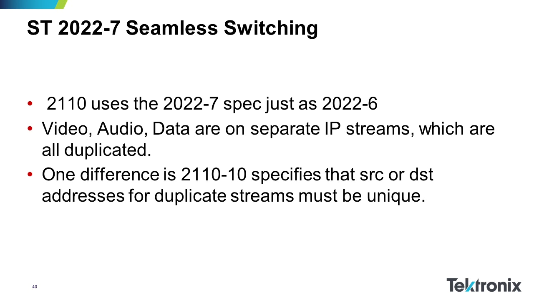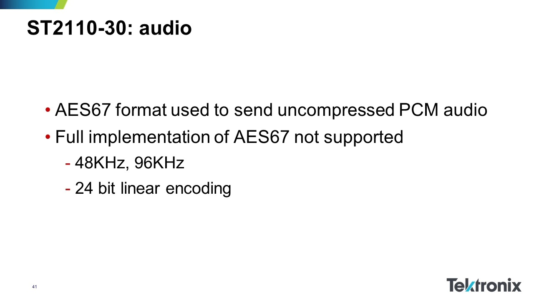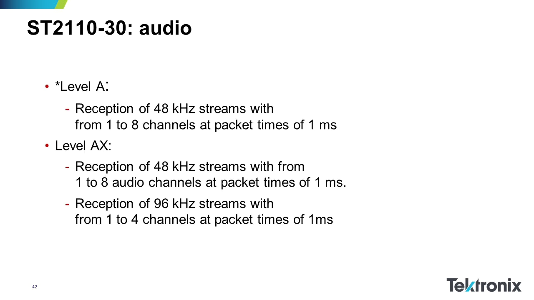Now, -30, AES-67, is the format for PCM audio. It does support 48 kilohertz, 96 kilohertz, 24-bit linear. There are different levels: level A, level B, level C. Level A supports 1 millisecond packet spacing.